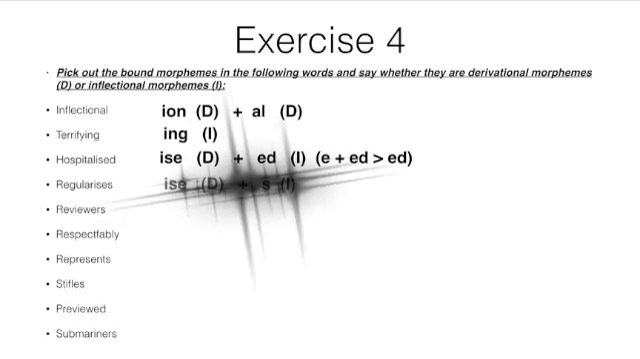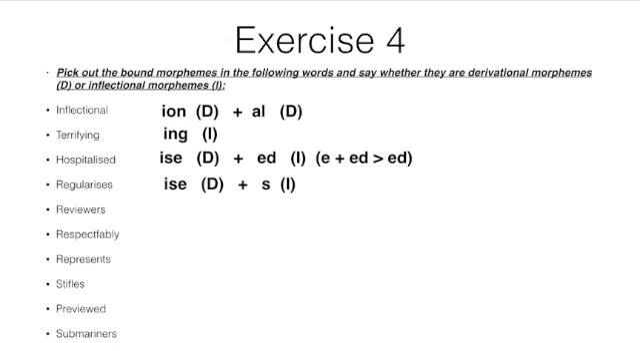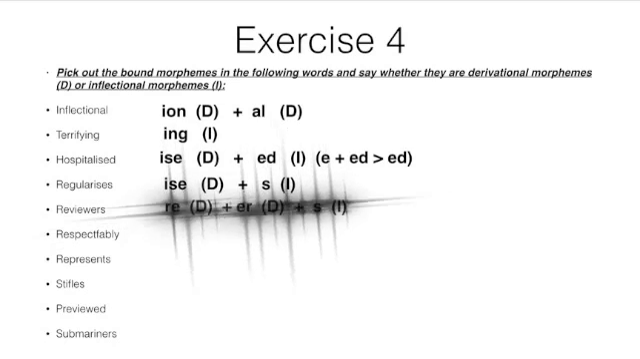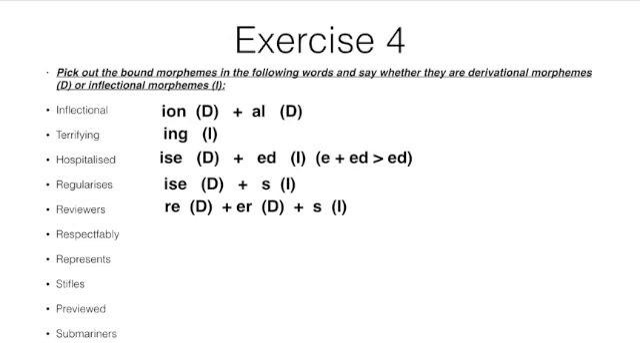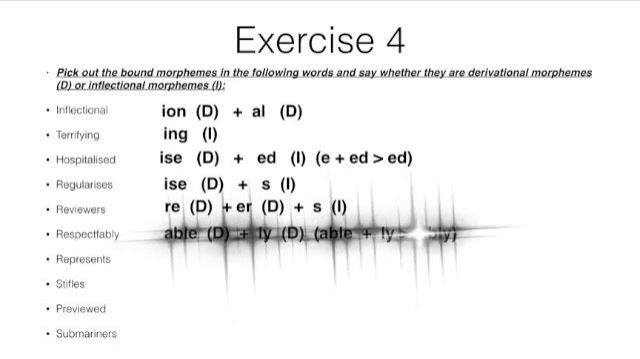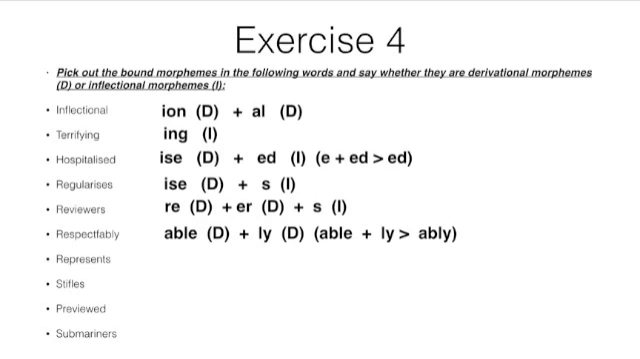Regularize, ize again, and then the s. Regularizes, he or she. Reviewers, you have the re, derivational, and then er, derivational, and then the plural s, which is inflectional. Respectably, you have able, derivational, then ly, which is also derivational. So both of them are derivational.